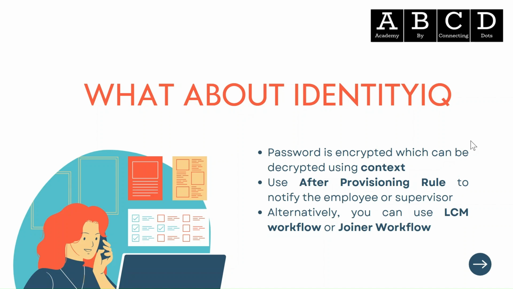For every source in IdentityIQ, we have a before provisioning rule and an after provisioning rule. In IdentityNow, we do not have an after provisioning rule. So in IdentityIQ, since you have the after provisioning rule, you can see the password that is used. Basically you have a provisioning plan. Provisioning plan contains account request. Account request contains all the attribute requests that are used to set up your AD account or any account. So the password will be there in encrypted format. You can decrypt it with context.decrypt.